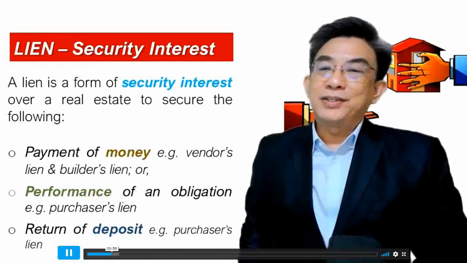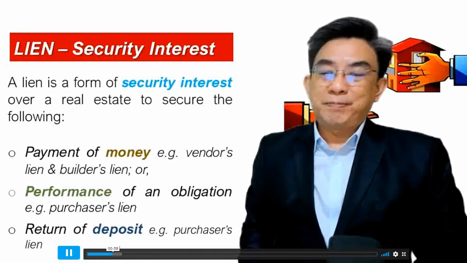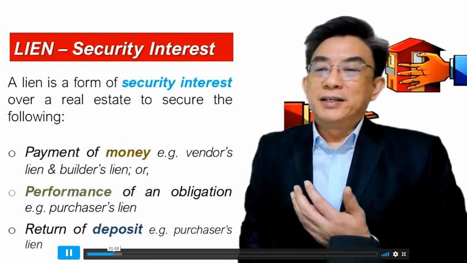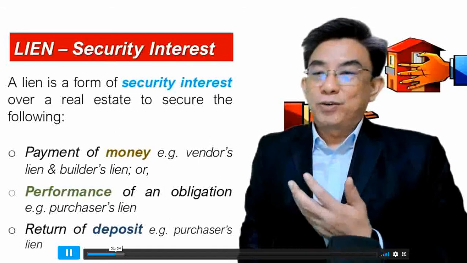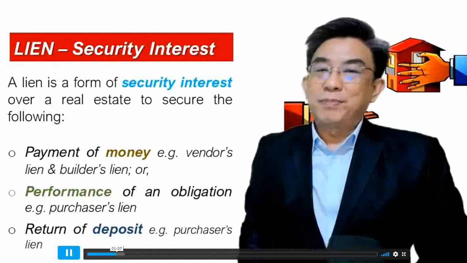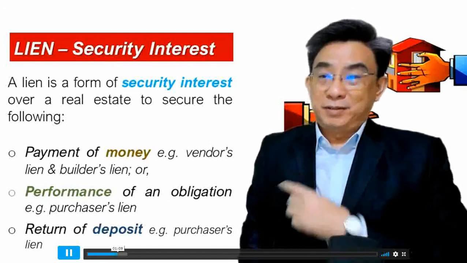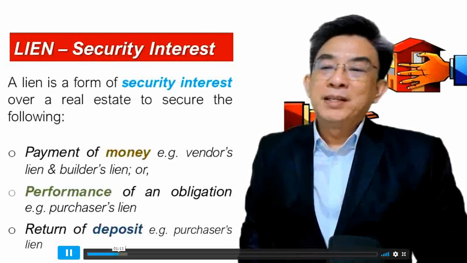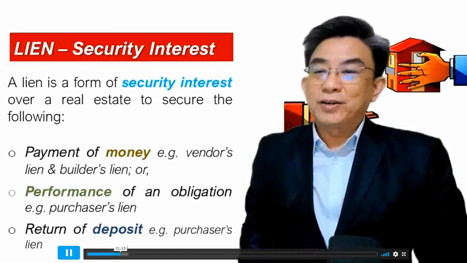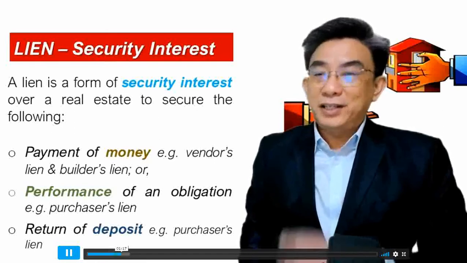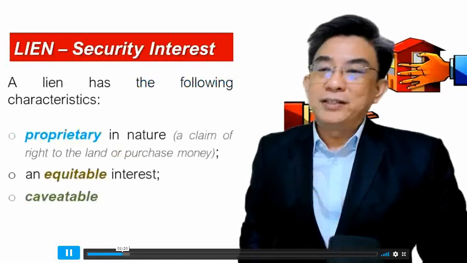Number two is performance of an obligation. Usually this will be the buyers. The buyer is going to claim either that the deal cannot go through, so the buyer will claim back the deposit, or the buyer says, please perform the contract with me. And number three is returning of the deposit in the case where the contract is rescinded. So later I will explain the detail.